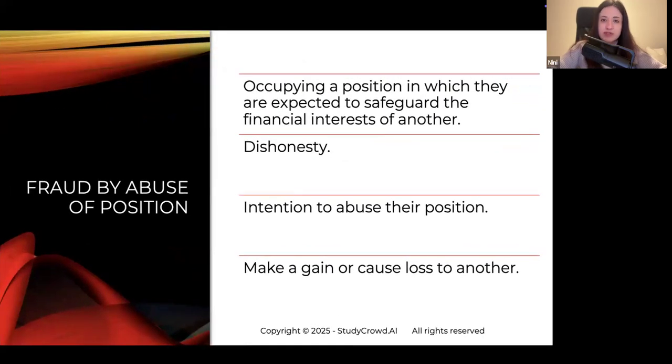Fraud by abuse of position. This is another type of fraud that is covered, set out in the Fraud Act 2006. Occupying a position in which they are expected to safeguard the financial interests of another.